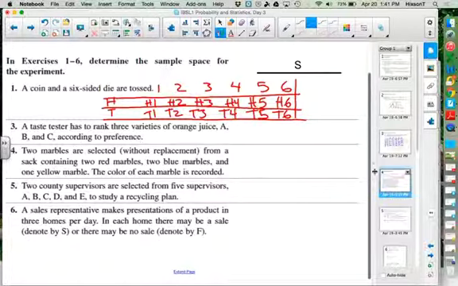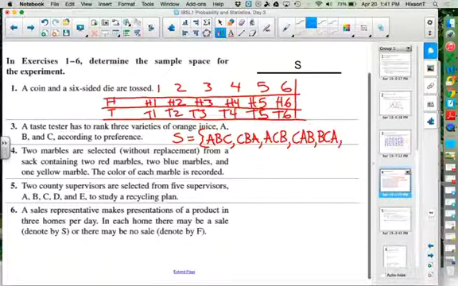Another case like number 3 here. A taste tester has to rank 3 varieties of orange juice. Okay? A, B, and C according to preference. So what's one way he could rank them? CBA. I heard ABC and I heard CBA, ACB, CAB. BCA. Do we have them all yet? No? There's one more. BAC. BAC? Yeah, there we go.